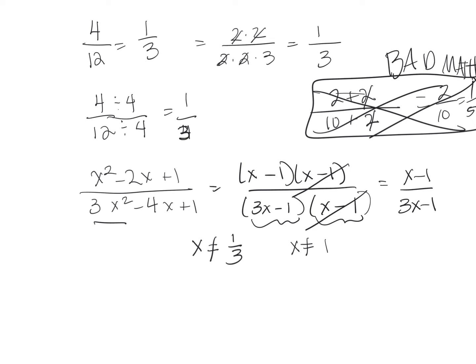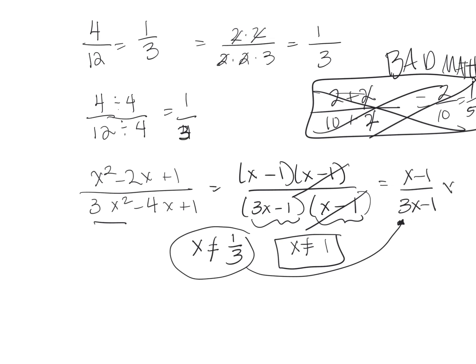Now, I don't really need to write this one, because anyone looking at this expression could see that x cannot be 1/3. But it's really important that I write this one. X cannot be 1. Because there's nothing in this expression that tells me that at 1, the original expression was undefined. So it's really important that we let our reader know that the original expression was undefined at 1.